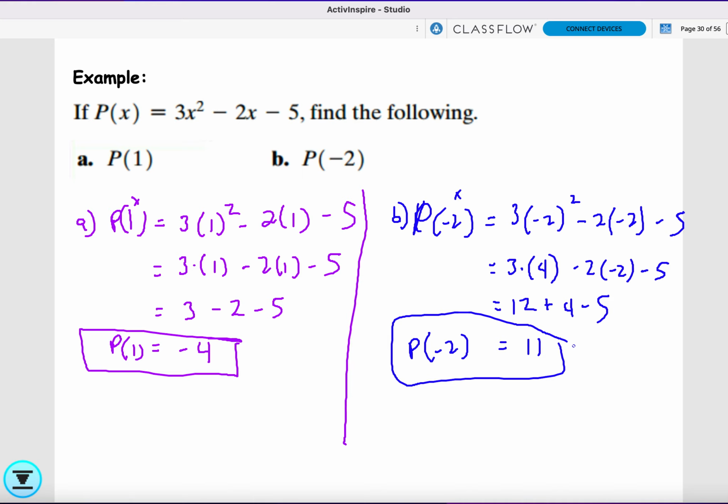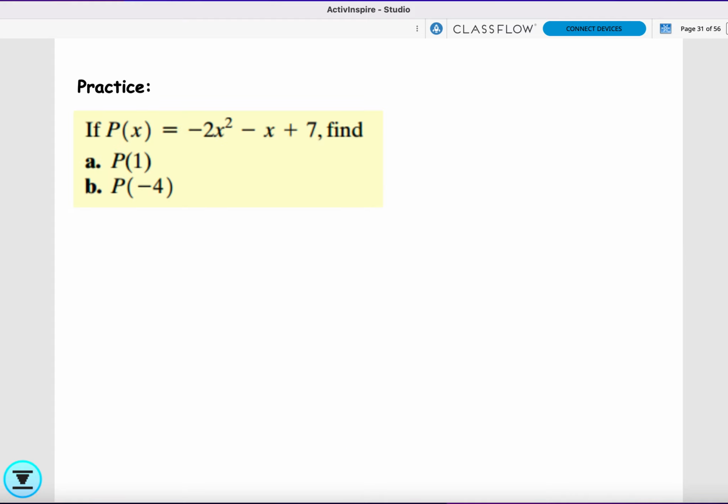Make sure you always double check your work, guys. Plug it in and then use your PEMDAS to simplify. Here is a practice problem, guys. P of x equals negative 2x squared minus x plus 7. Find P of 1 and P of negative 4. So pause here to try it out.